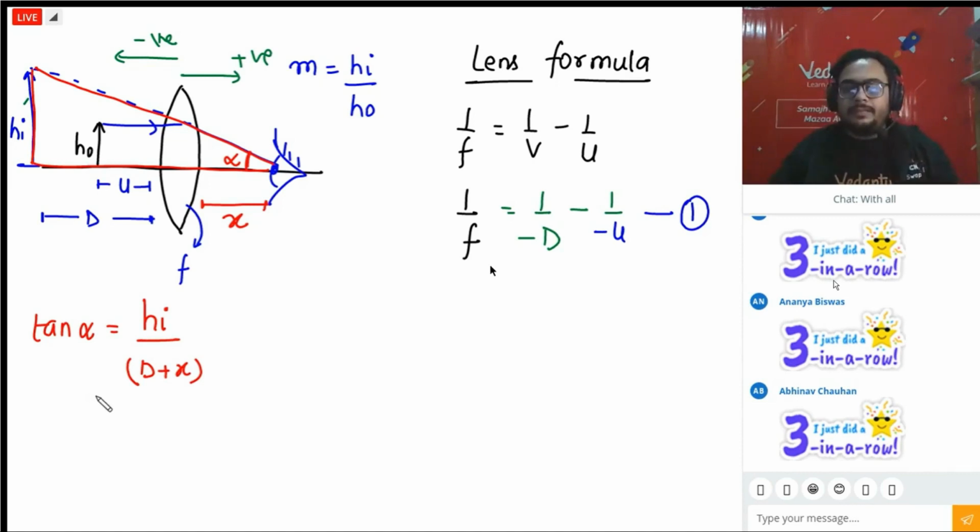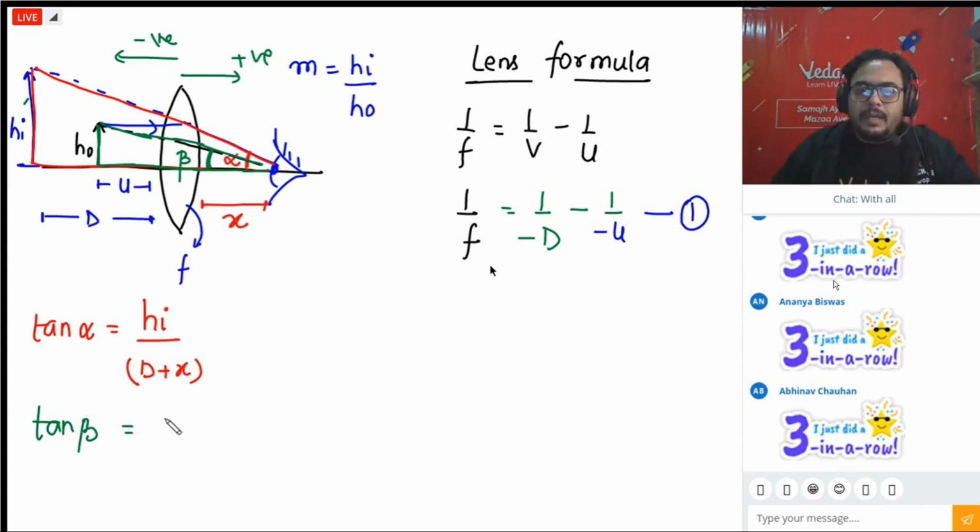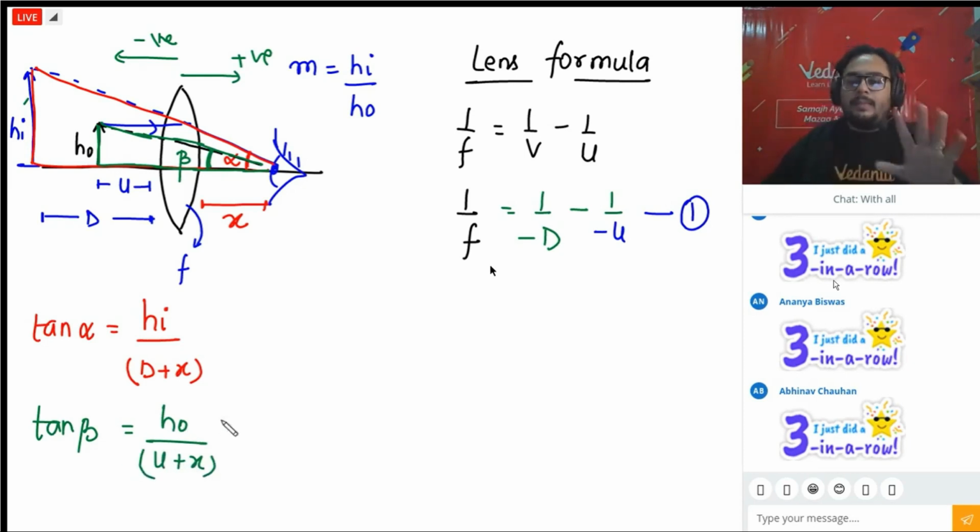Yes. And let me say the object was initially forming an angle beta. This is the object, so this is forming an angle beta. Now look at this triangle, this smaller triangle. Can you tell me tan beta? It will be height of object upon u plus x. Am I correct?